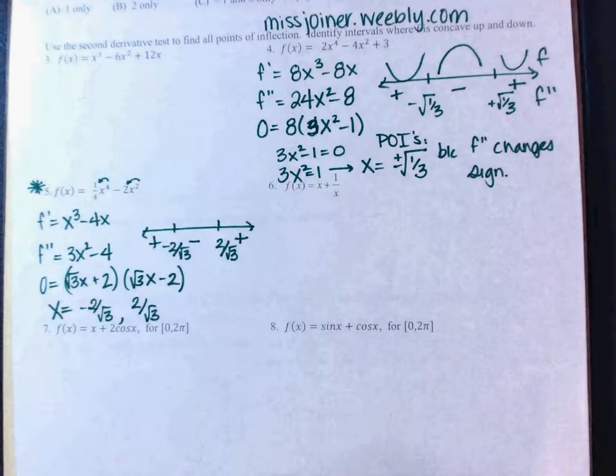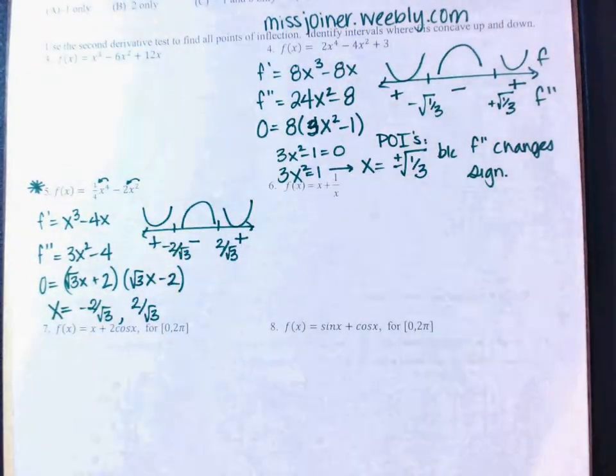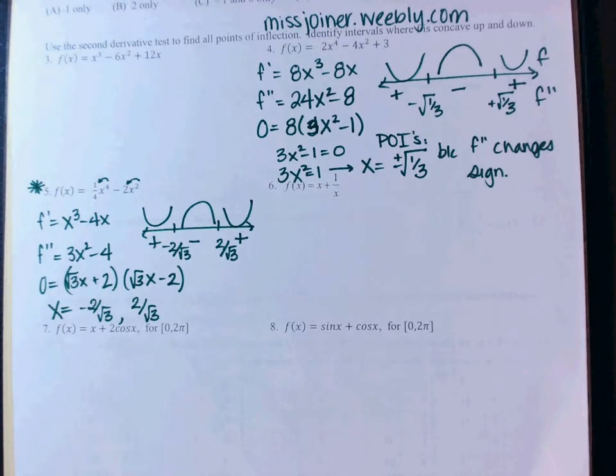That means my graph goes from concave up to concave down to concave up. Did I find 2 points of inflection? Yes. What if it went from plus to plus? Would it count? No, but that didn't happen on this at all. Okay?